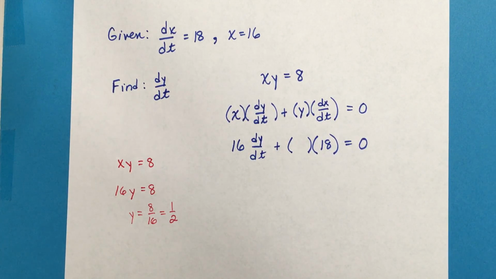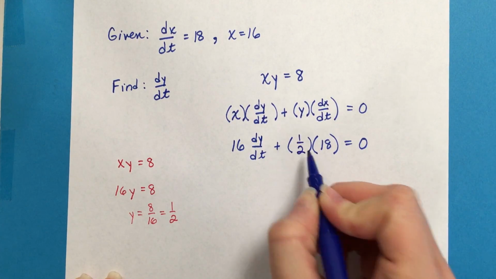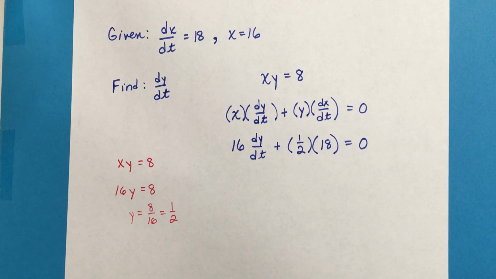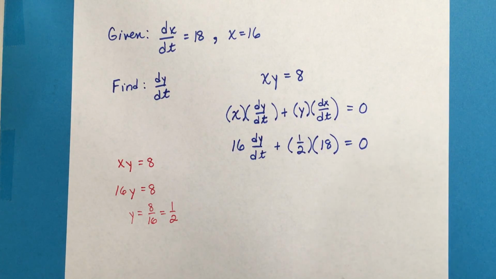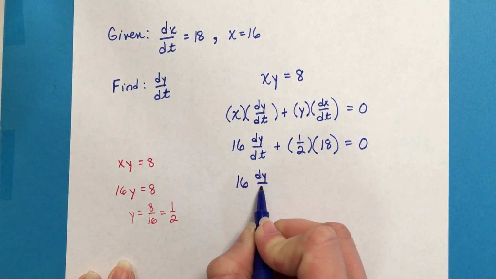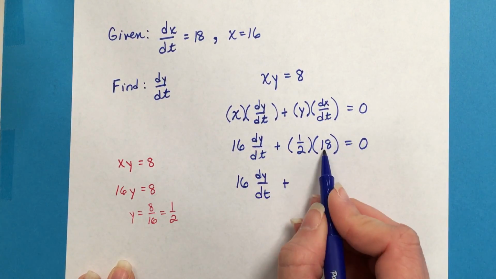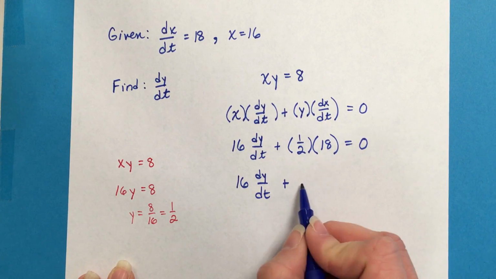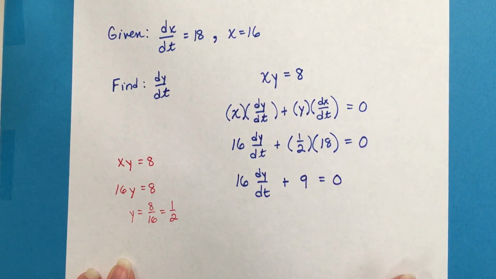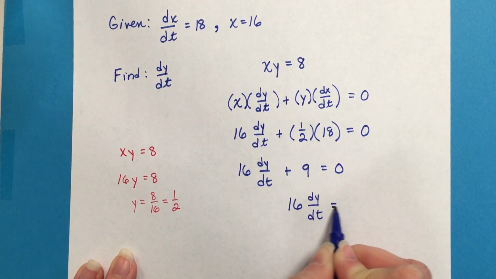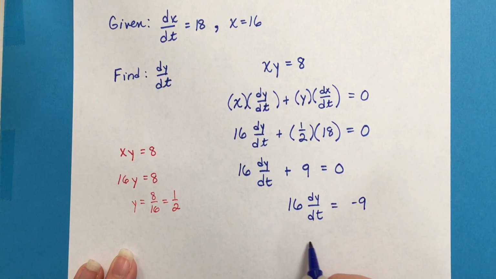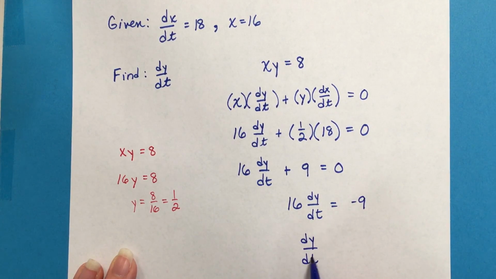Okay, so that means back to my equation, I can replace y with 1/2. Like I said, you start plugging everything in. The only thing that you are not supposed to have a value for is what you've stated here that you're trying to find. Okay, so I have 16 dy dt. Of course, 1/2 times the 18 is going to give us 9. And then I'm going to subtract my 9 and divide by 16. So dy dt would be equal to negative 9/16.